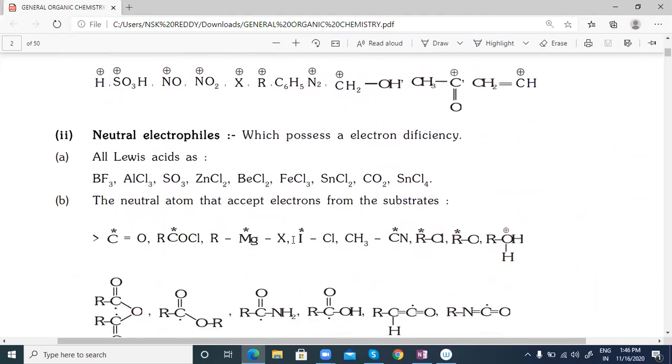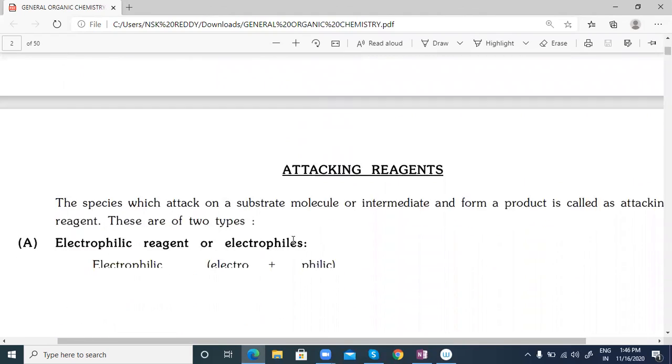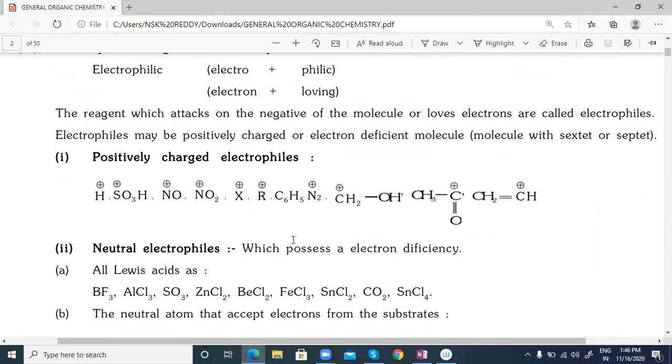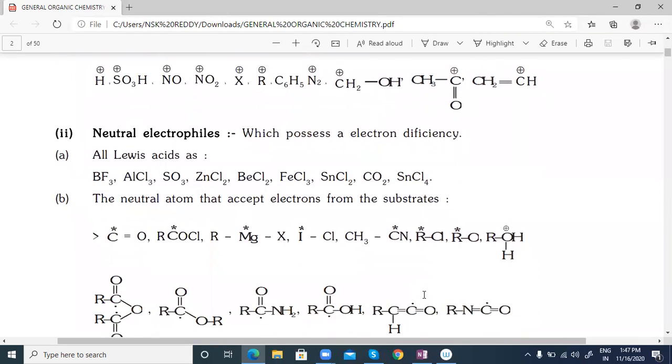And neutral electrophiles, all Lewis acids. Lewis acid means electron deficient compounds. So you can count here, those have less than 8 electrons. Or some molecules have 8 electrons or more than 8, meaning 8.